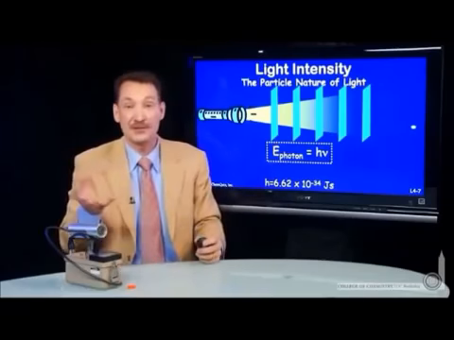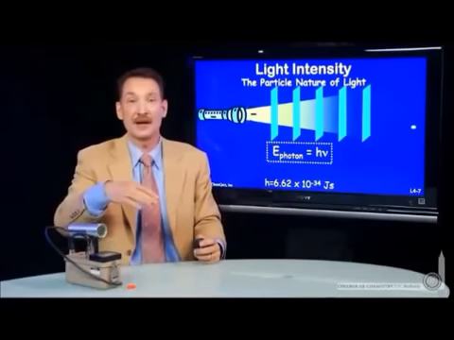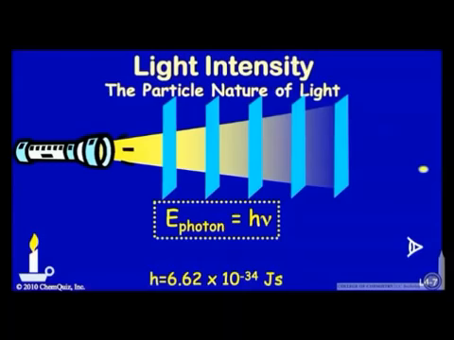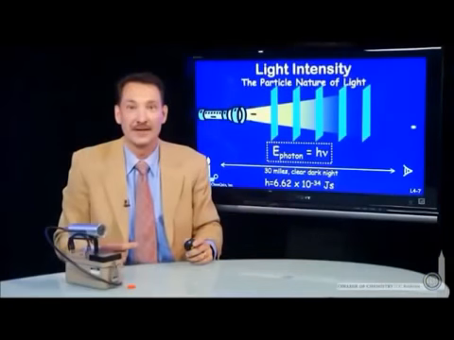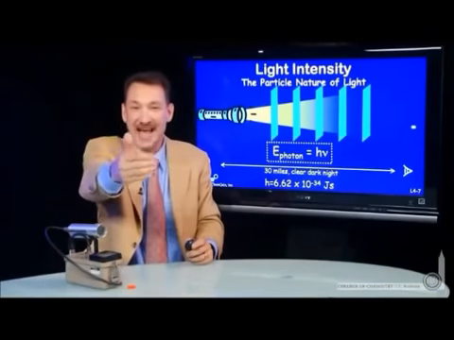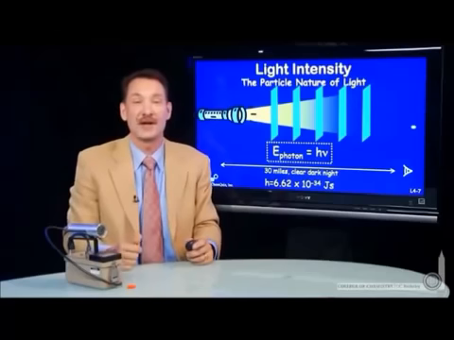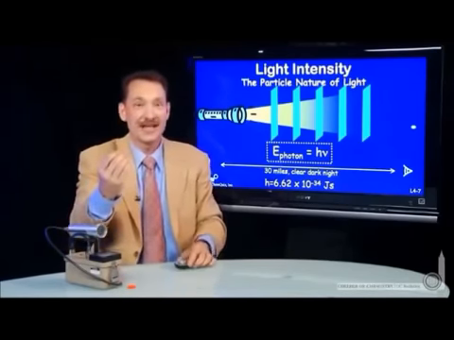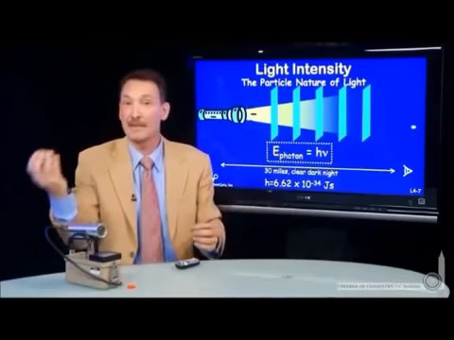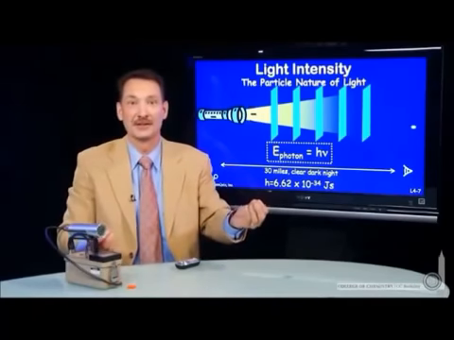Now, visual perception has been quantitated for a long time. We've said that the limit of human perception is a candle on a clear dark night at 30 miles away. That's when the intensity is at the level of individual photons hitting your eye. So light has a particle nature just like matter has a particle nature.